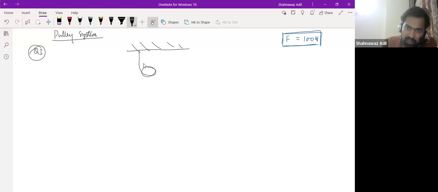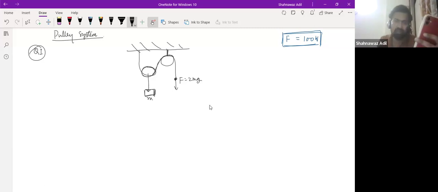This pulley is attached, and then this string is going upwards, and then you have another pulley, and this is attached in here, and then this is going downwards. And in here you have a force. The force value is given, that is 2 mg. And then you have this mass, which is hanging. So this was the question, and you have to find out the acceleration on this block.